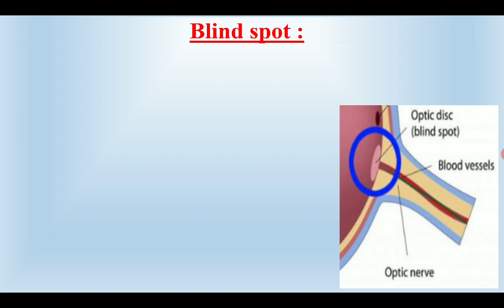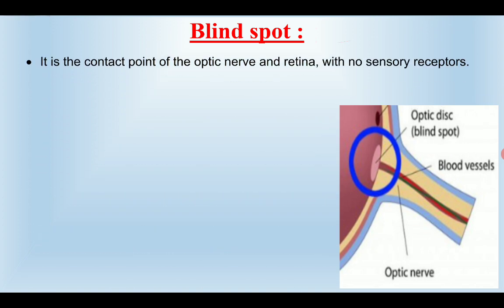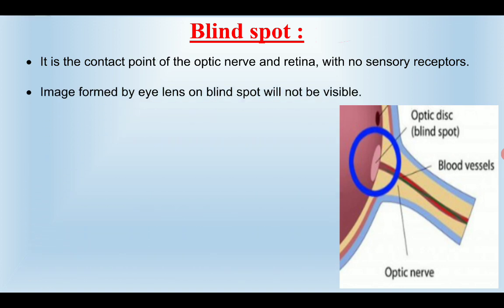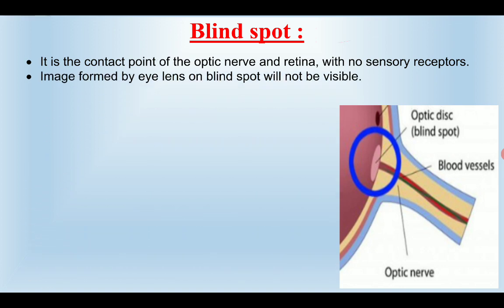It is not having any sensory receptor, and with the absence of these sensory receptors, no image is being formed. So the image formed by the eye lens on the blind spot will not be visible, as the sensory receptors are absent over there. Now we can easily demonstrate the blind spot in our eye. For that, let us play a game.